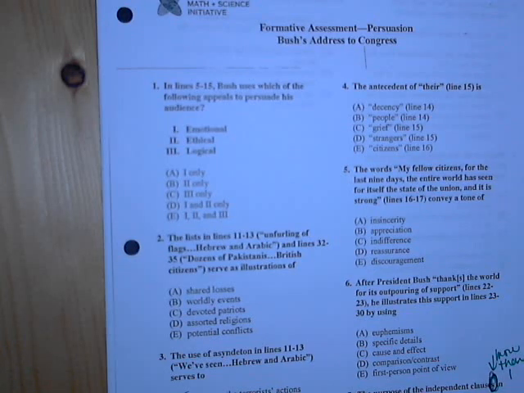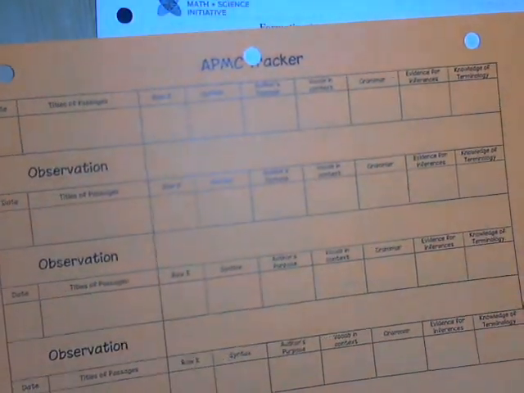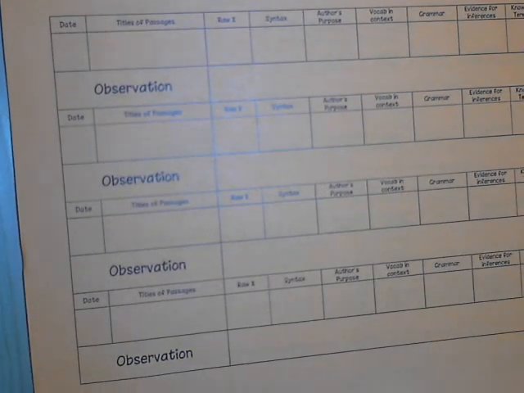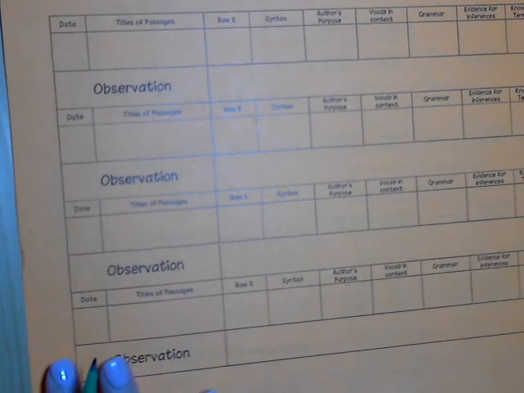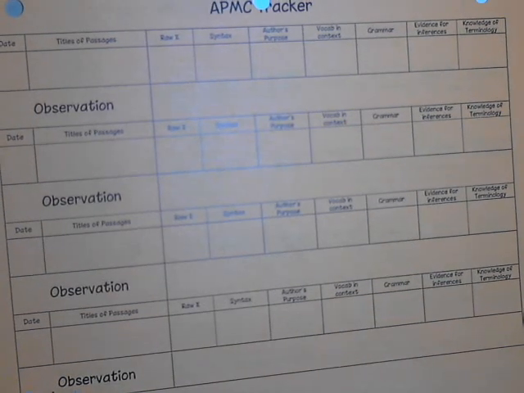Right, so what we're looking at when we do APMC analysis is a thought process that we have to take, okay? So if you look at your APMC tracker, you're going to see different types of questions, right? Notice there are 6 types of questions: syntax, author's purpose, vocab and context, grammar, evidence for inferences, and knowledge of terminology. Every time you have a question on the APMC, you have to label what type of question it is, okay?